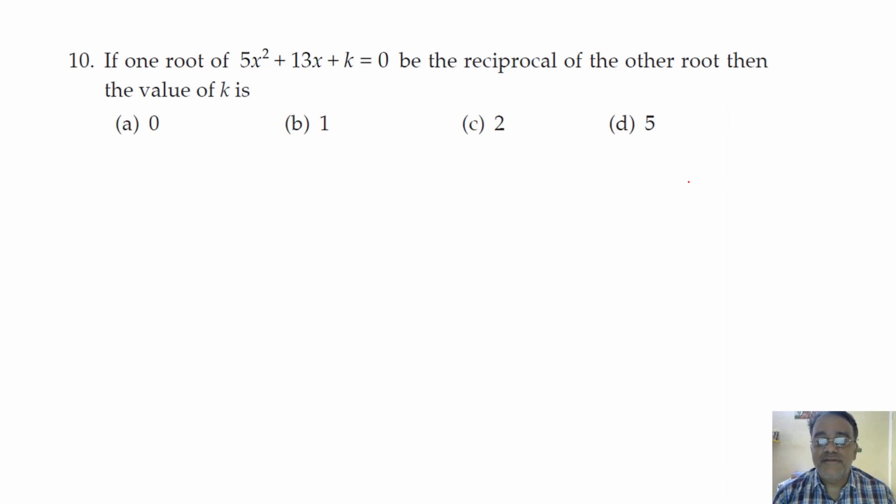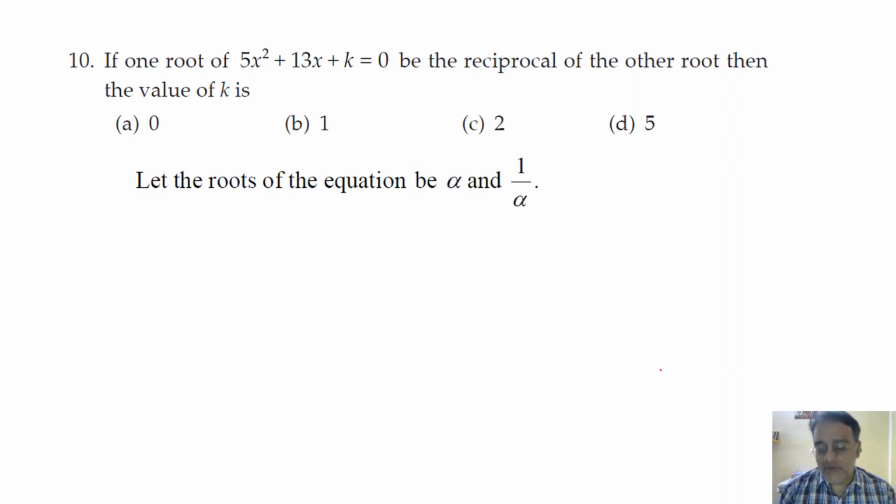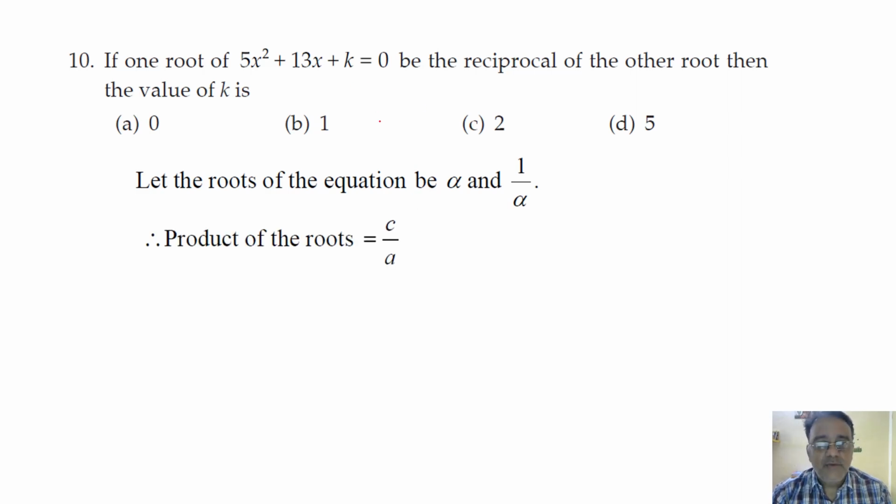If one root of 5x square plus 13x plus k is equals to 0 be the reciprocal of other root, then the value of k is dash. So let the two roots be alpha and 1 upon alpha, because it is given that one root is reciprocal of other root. So now product of roots formula we are going to use, that is C by A. And what is C here? K. And A? 5. Right. So alpha into 1 upon alpha is equals to k by 5.